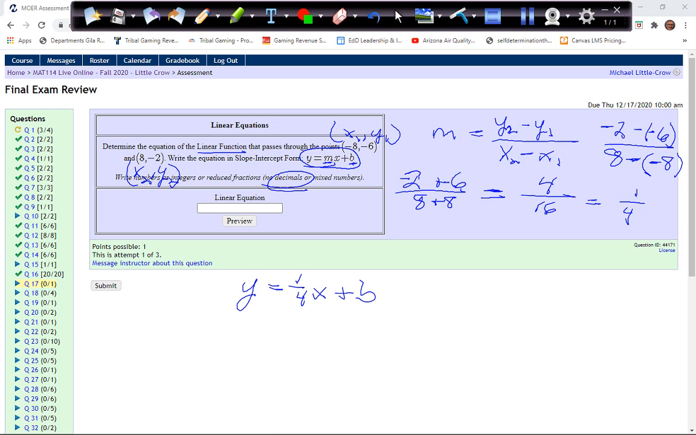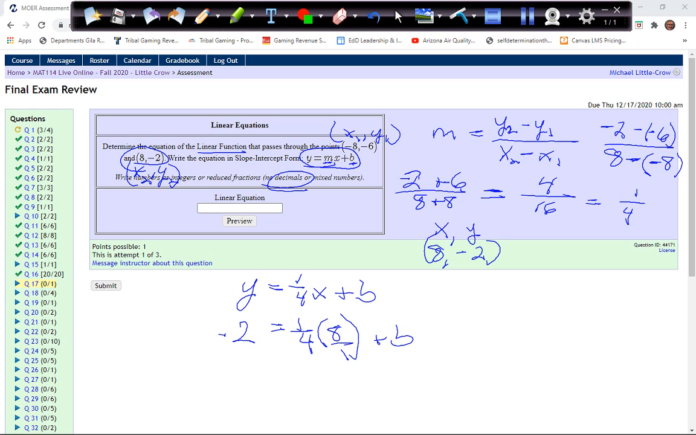Now what we do is we take one of the points, whichever one we want. I'm going to take this one that has fewer negatives, 8, negative 2. Remember, this first coordinate is an x value. The second coordinate is the y value that gets paired with that x value. So we plug that in here for x. So we get 1/4 times 8, and think of this as 8 over 1, because we're multiplying. And when x is 8, y is negative 2. And that's going to allow us to find the y-intercept.